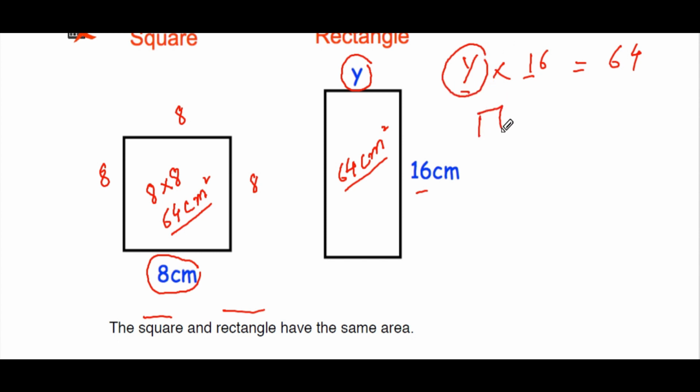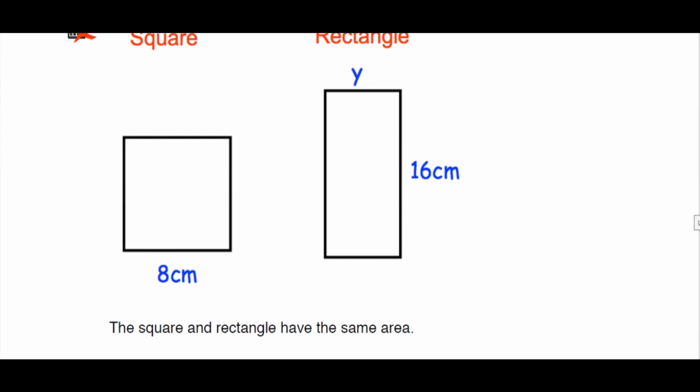This is the same box method you have been doing in your lower classes. When you have this type of question, that means 16 times what will give you 64, you always use this way: 64 divided by 16. 16 times 4 is 64. It means y equals 4 centimeters. Okay, so see you in the next challenge question.